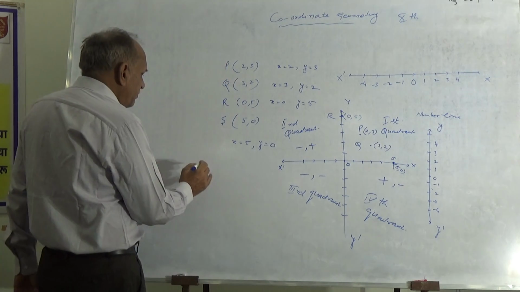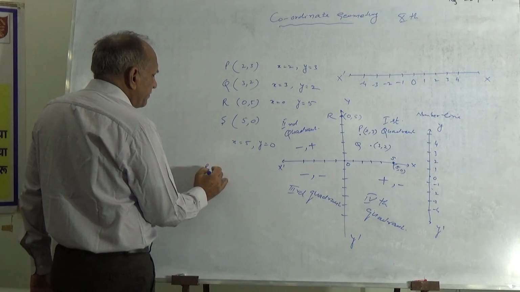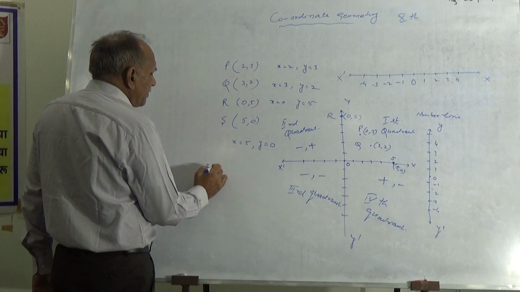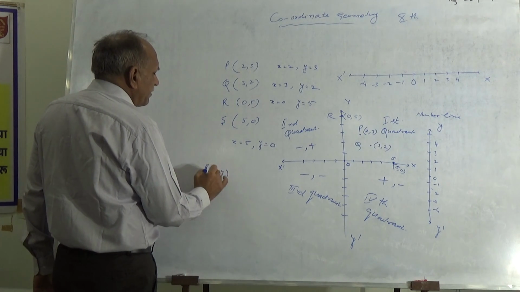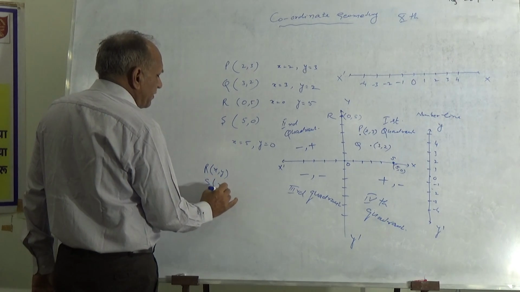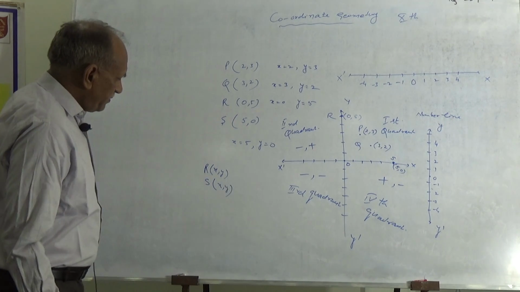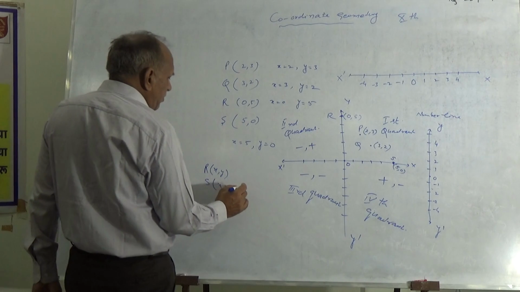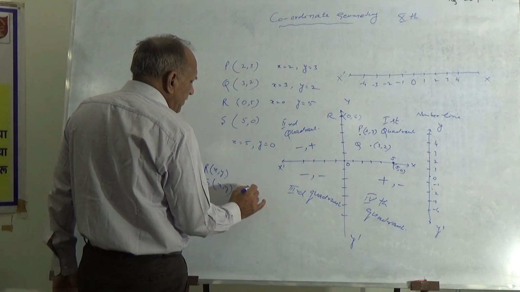So here we can say P, R, X and Y, and S, X and Y are different if and only if x is not equal to y.